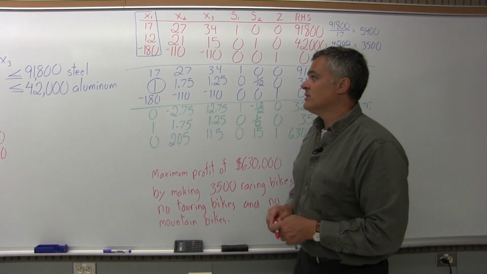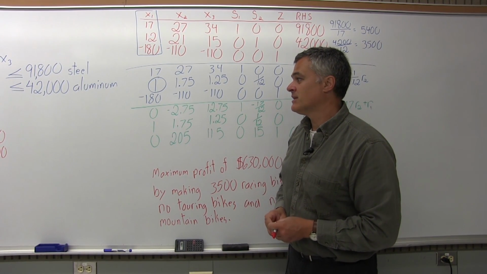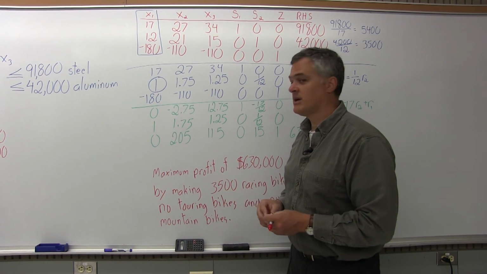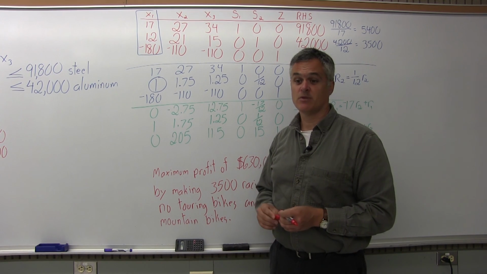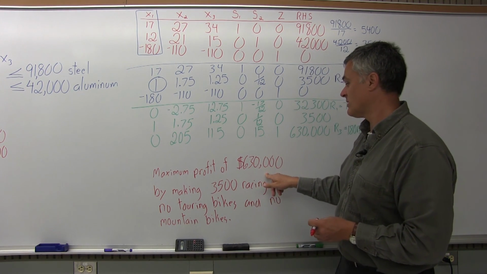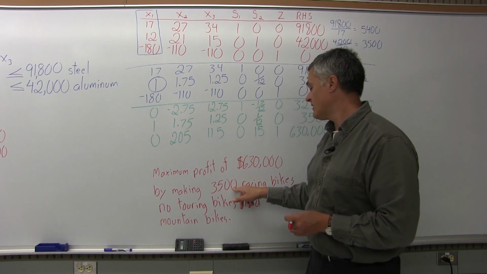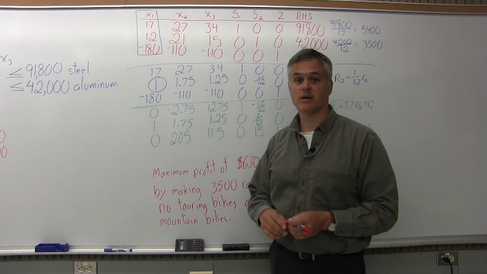So essentially the racing bikes are selling for the most profit, and you're just going to make all racing bikes, and you're not going to make any of the other type of bikes, and that'll make the most profit possible for you. $630,000 by making 3,500 racing bikes and no other type of bikes for this company.